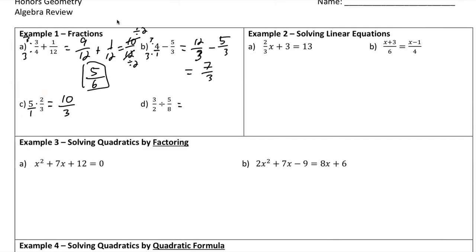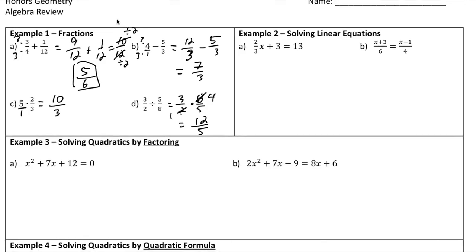For division, in order to do division with our fractions, we're going to first turn it into a multiplication problem. So this is going to be 3 over 2 multiplied by 8 over 5. Now, I do have common factors with 8 and 2. So if I divide by 2 is 1, divide by 2 is 4. Now I just multiply across. So 3 times 4 is 12, 1 times 5 is 5.